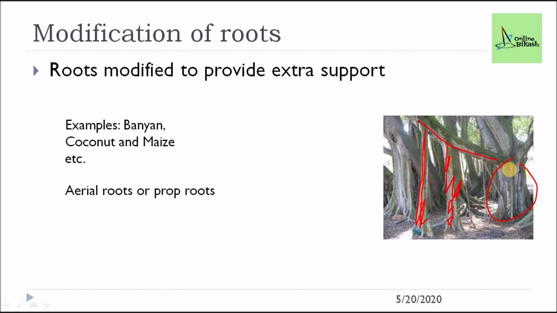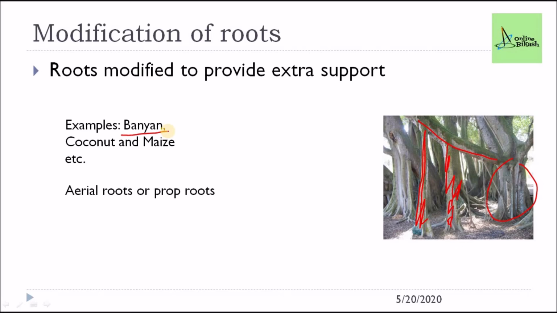So besides absorbing water from the soil, besides anchoring the plant firmly in the soil, these types of roots are providing extra support to the plant. So it is the additional function of its root. That's why they are known as modification of roots. And this type of modification of roots is found basically in the banyan tree. In Kolkata there is a tree, the great banyan tree. It is more than 250 years old, I think.